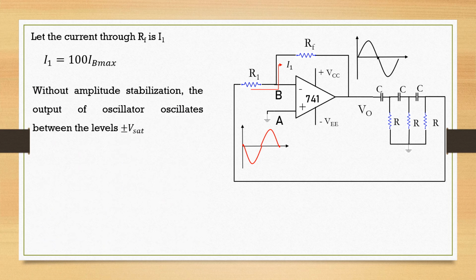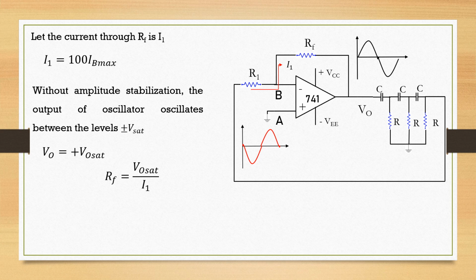Without amplitude stabilization, the output of the oscillator oscillates between the levels plus or minus Vsat. So the maximum peaks will be plus or minus saturation voltages. Suppose if 12 volt is applied, it will be plus or minus 12 volt or less than that of 12 volts. So what we will do here is we will consider the output voltage V0 equal to plus V0 sat. Then the resistance RF will be equal to V0 sat divided by I1.